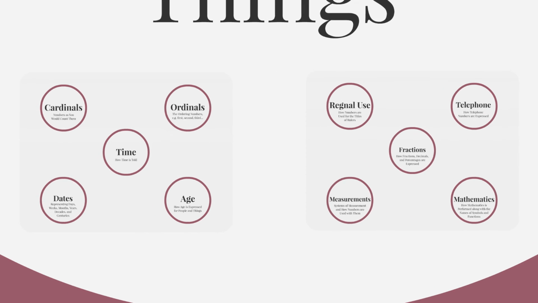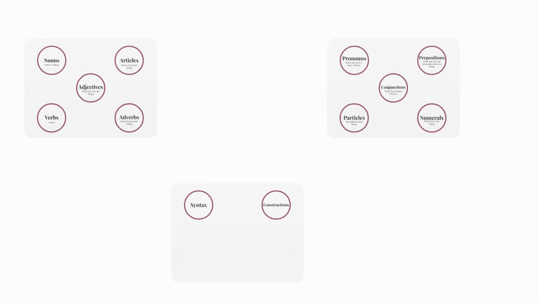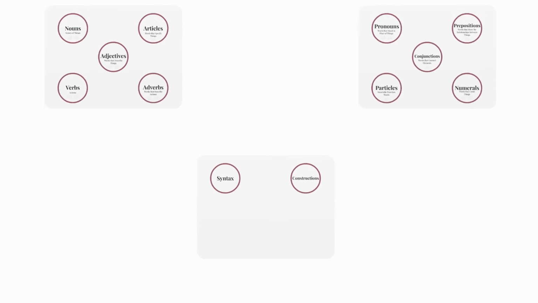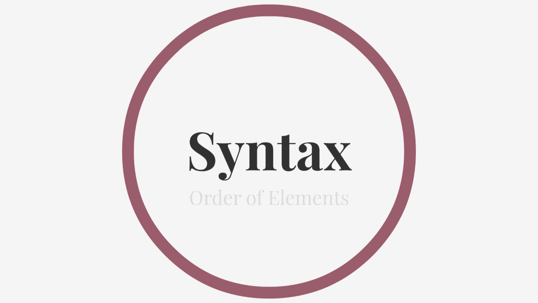So far, we've examined the 10 individual pieces of grammar, from nouns to numerals. Now we need to look at how these individual pieces combine together into various syntax patterns and constructions. Let's start with syntax. Syntax is the order of elements in a language. The subject of syntax is a large discipline within linguistics. From the perspective of the language learner, there are a few key patterns we need to examine.